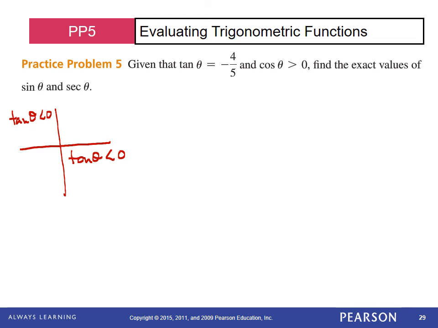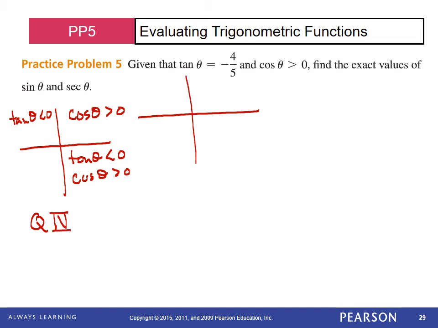When is cosine greater than 0? When is cosine positive? Quadrants 1 and quadrant 4. So therefore we are in quadrant 4 based upon just the signs of our trig functions here. So quadrant 4 it is. Cool. So now let's actually draw it out.